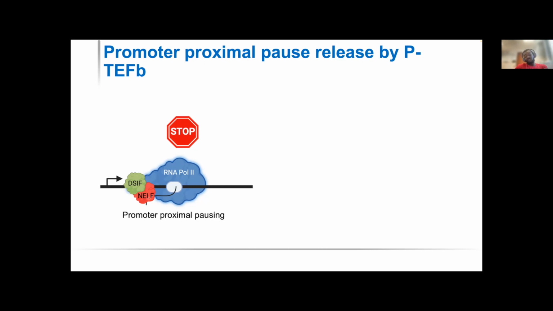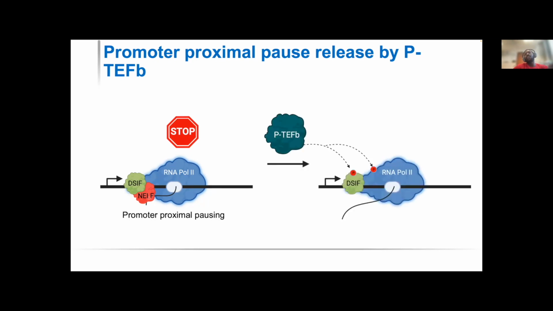So this arrest of polymerase II stalls transcription, and for Pol II to be released from this state, it has to be phosphorylated by a protein called P-TEFb, which stands for positive transcription elongation factor. So P-TEFb phosphorylates Pol II and DSIF and NELF for transcription to continue into productive elongation.